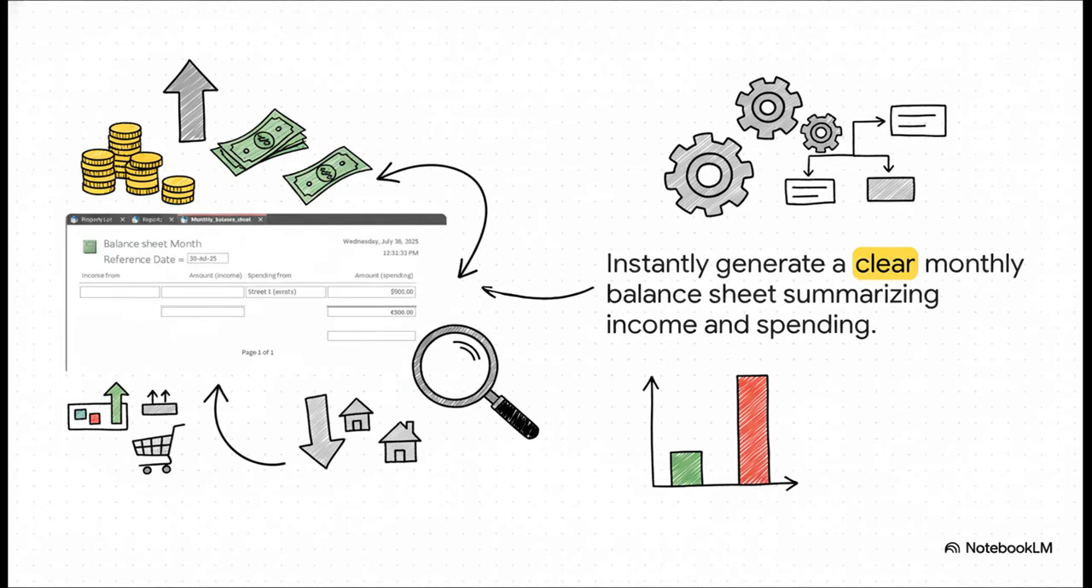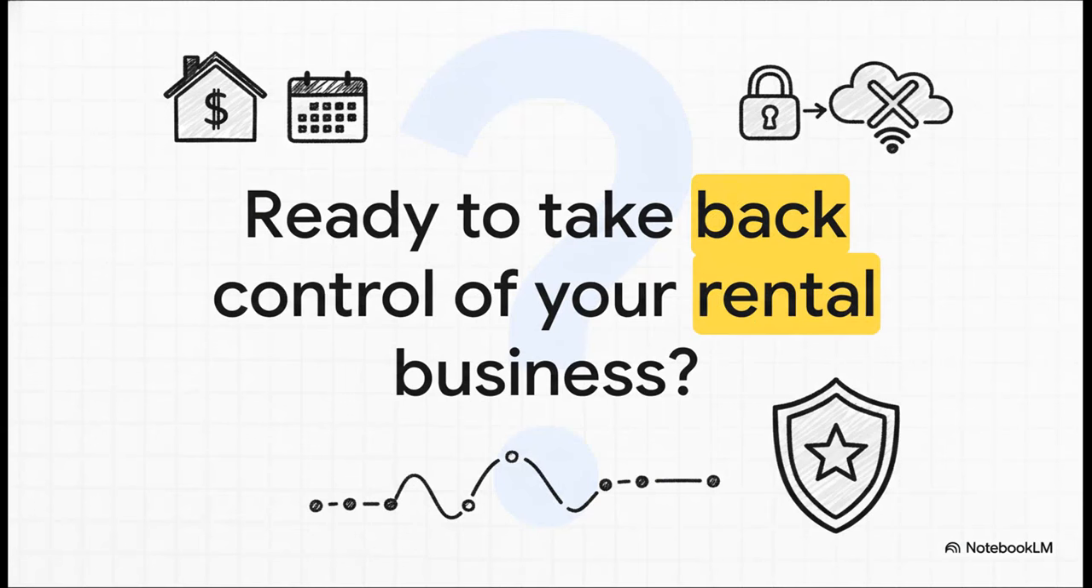And here's what you get: a perfect monthly balance sheet. It cleanly lays out all your income on one side, all your expenses on the other, giving you a crystal clear picture of your net position. No more fighting with spreadsheet formulas. It's all done for you just like that. So My Properties helps you organize your portfolio, track every single dollar, and keep your data secure, all offline with no monthly fees. The only real question left is, are you ready to finally take back control of your rental business?